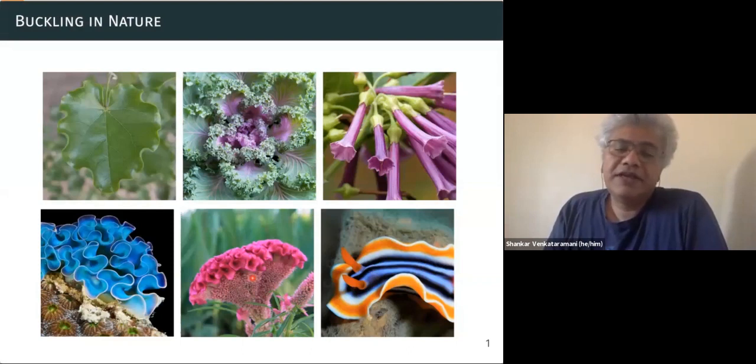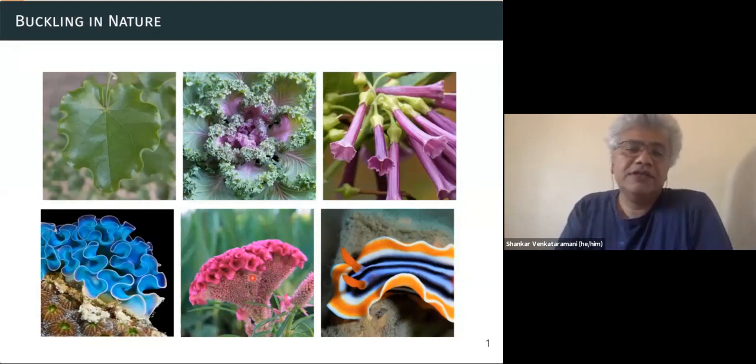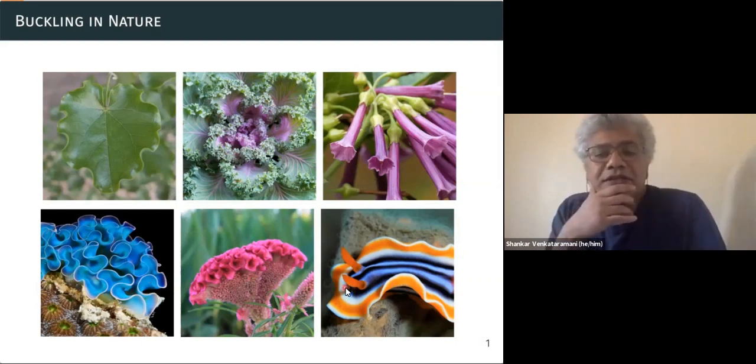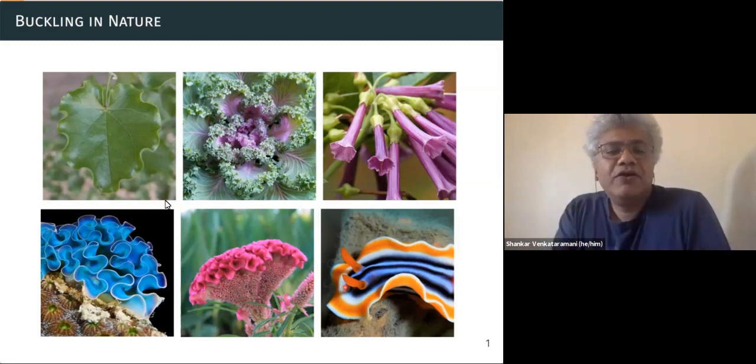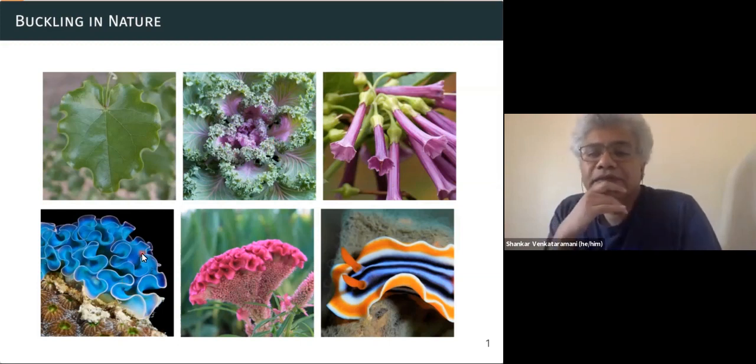So this is what motivates our interest in this problem. These are various natural surfaces. There are leaves, there are flowers, there are marine invertebrates, and you see this characteristic shape, for lack of a better word, I'll call it a ruffle. And then there can be ruffles on top of ruffles, and ruffles on top of ruffles on top of ruffles.